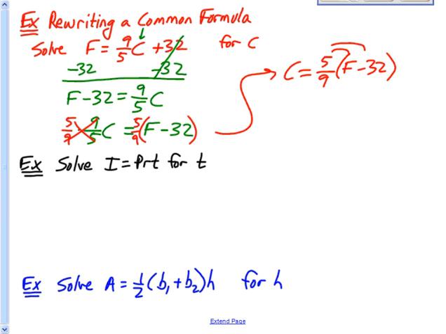If you want to be all American, you can distribute that through. Oh, what would that be? 32 times 5 divided by 9, minus 160 over 9, it looks like. Okay.